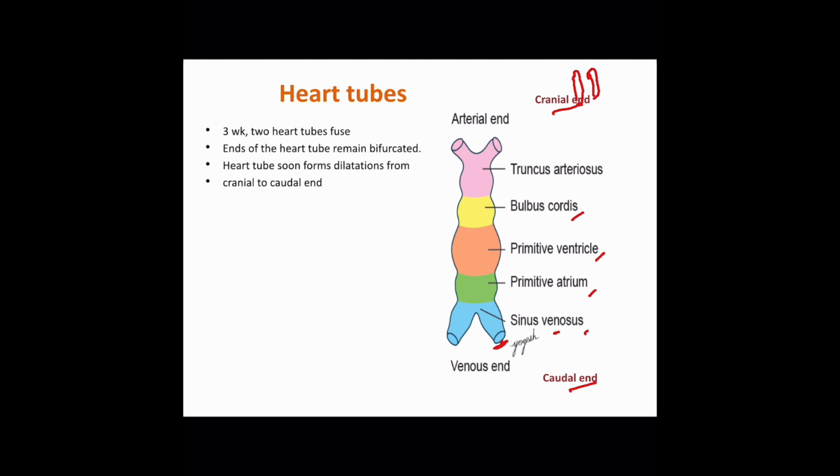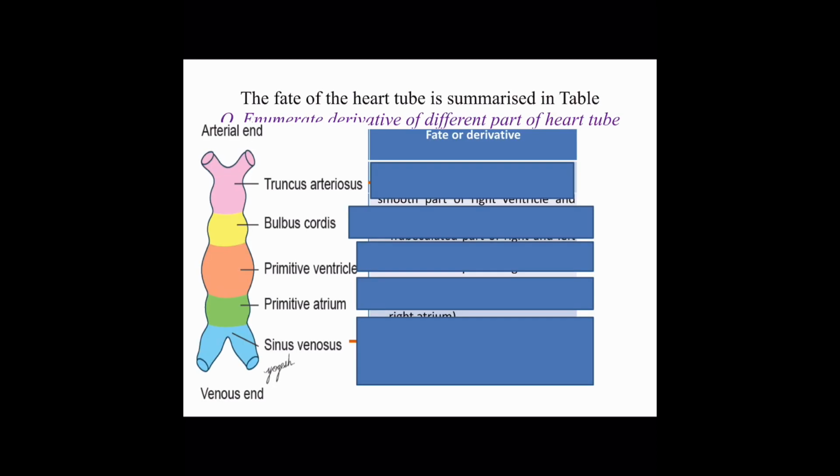So around the third week, the two heart tubes fuse. The ends of the heart tubes remain bifurcated. The heart tube soon forms dilatations craniocaudally. Now, what are the fates of these? Understand one more thing. This bulbus cordis has three different parts.